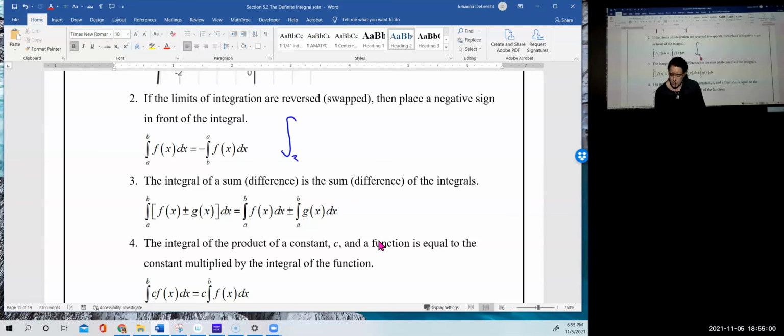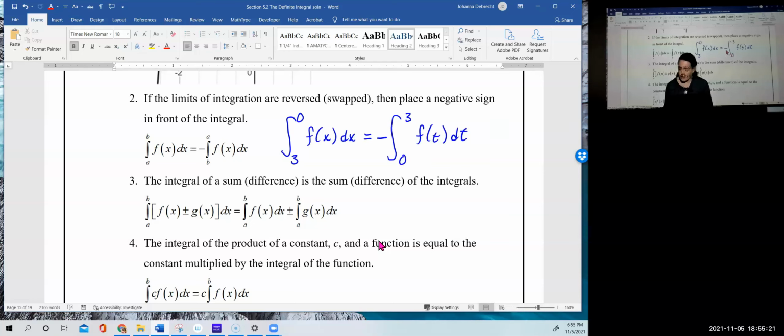For example, let's suppose the order was 3 to 0 of some function of x with respect to x, and you don't like that order because you're used to the lower limit of integration being the lower number. You can switch the order, and again, these do not have to match variables, as long as you put a negative out in front of that integral. Then you can switch the order of the limits of integration. This is really handy when you have lots of negatives running around. It can really save you a lot of grief.